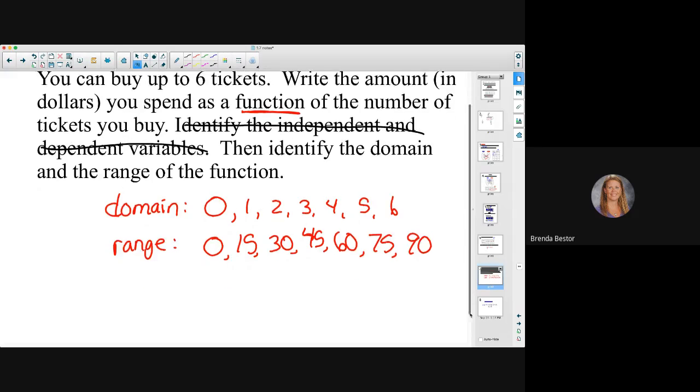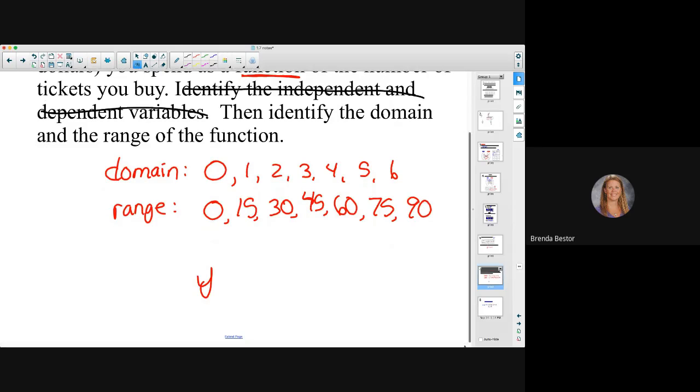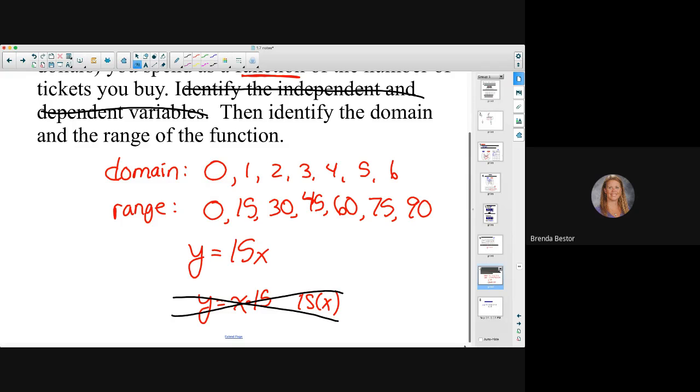That makes it easier to make your rule. We said all of our rules are going to start with y equals. So y equals x times 15. 15 times x, yes. And we are going to write it mathematically proper. Yes, you get the same answer if you write x dot 15 or 15 parentheses x, but we've been working and working on writing them mathematically proper. So y equals 15x. So that's functions as rules and tables.